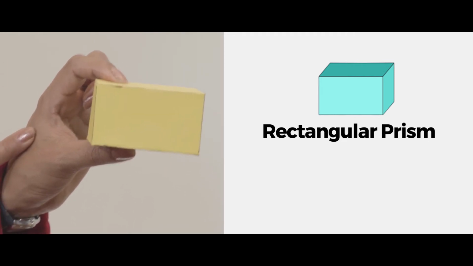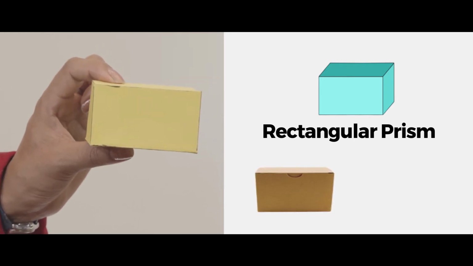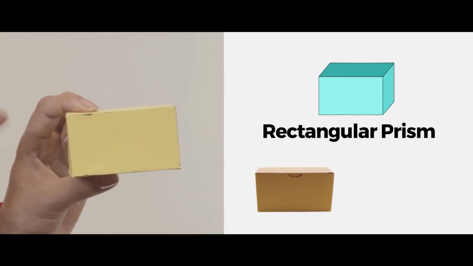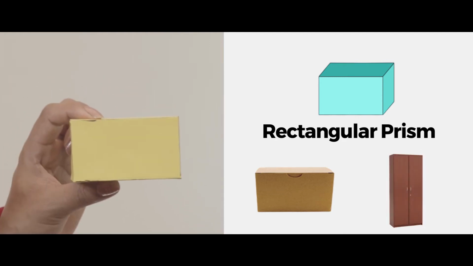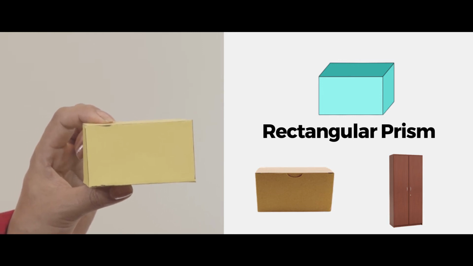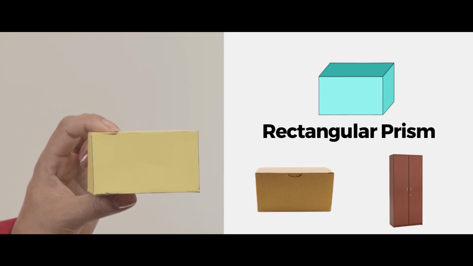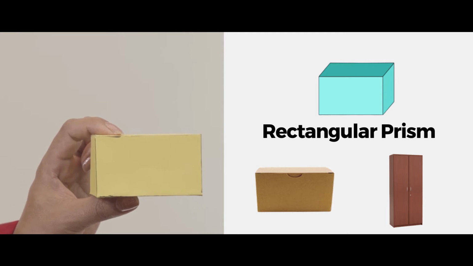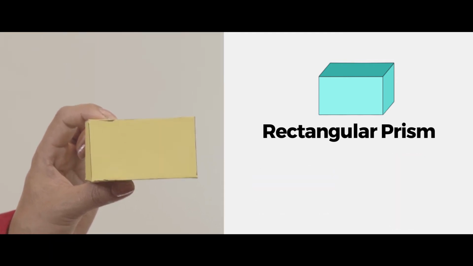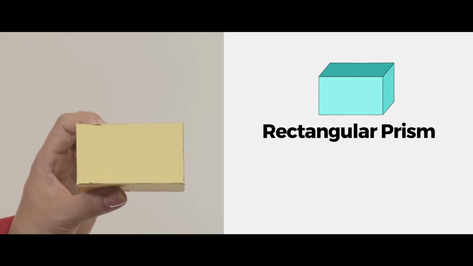Well, you might have seen boxes, right? Now, boxes like these are of this shape. Then the cupboard in your house are of this shape. Then you might see other things that are of this shape, right? Like your notebook or textbooks, for example, is also of a rectangular prism.